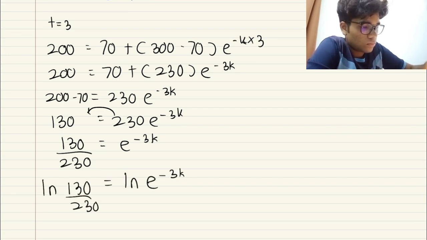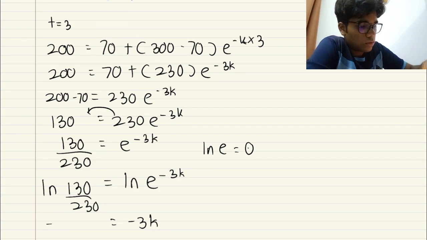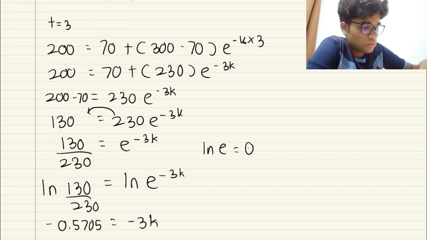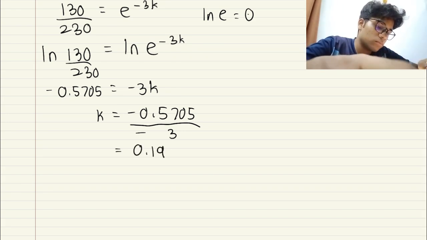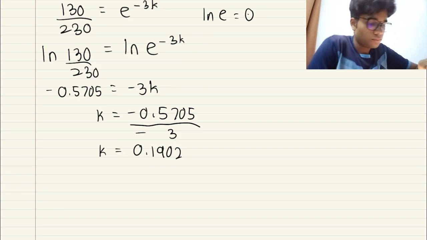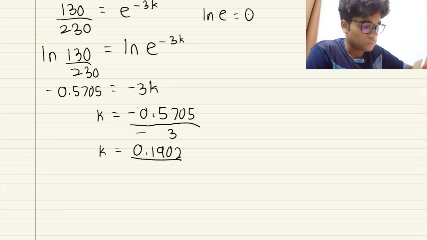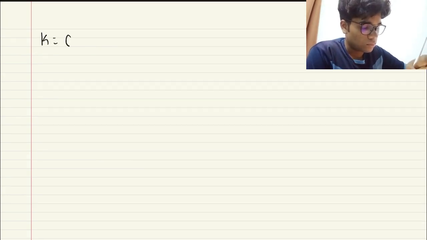After this, we have to remove the e, and in order to do that, we have to take ln. Before doing that, we bring 230 to this side, which gives us 130 over 230. Taking ln, we get negative 3K equals negative 0.5705, and K becomes 0.1902.